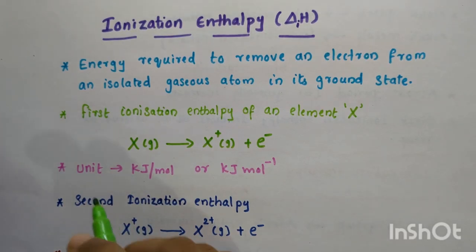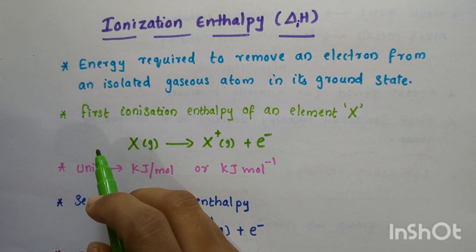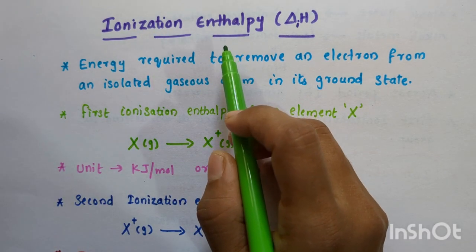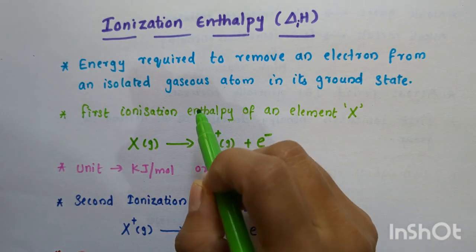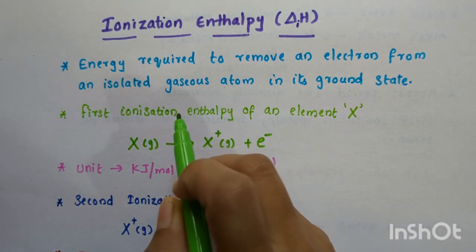Hello everyone, in this video we are going to discuss the periodic trends in physical properties of elements. We will be discussing the ionization enthalpy in this video. We have already discussed the atomic radius and ionic radius in our previous videos, which are available in the playlist.